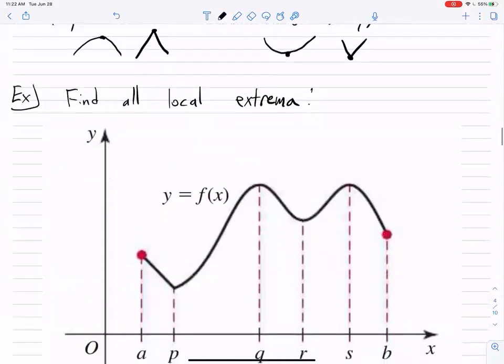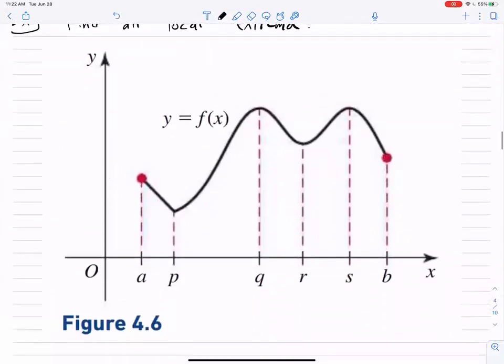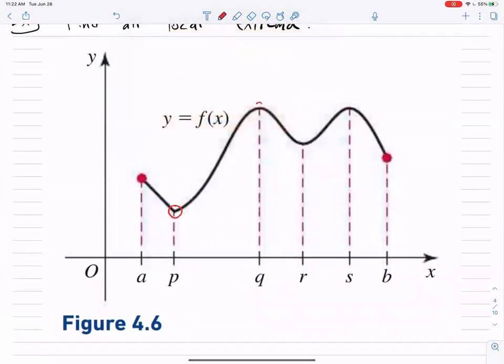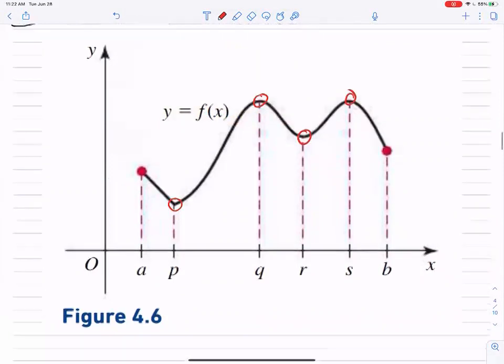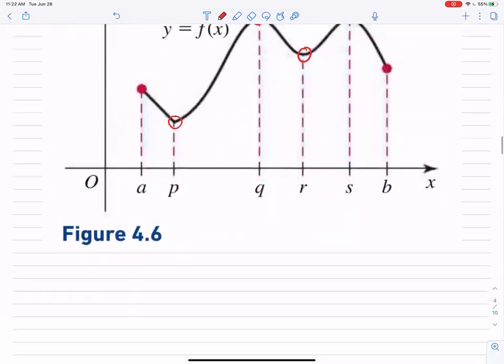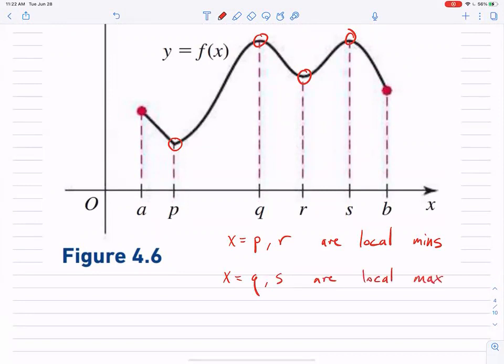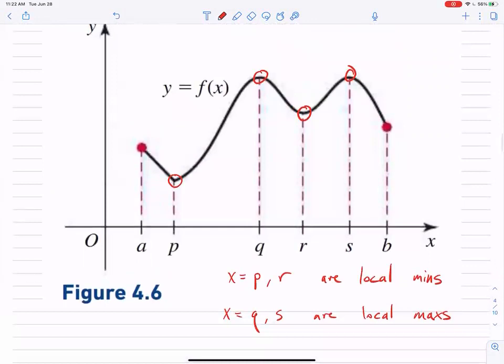So find all local extrema. Here's an example. Where are all the local extrema? Our candidates are going to be right here, right here, right here, and right here, right? The tops of the hills and the bottoms of the valleys. And so x equals p and r are local mins. And then x equals q and s are local maxes. That's pretty straightforward, not too bad.